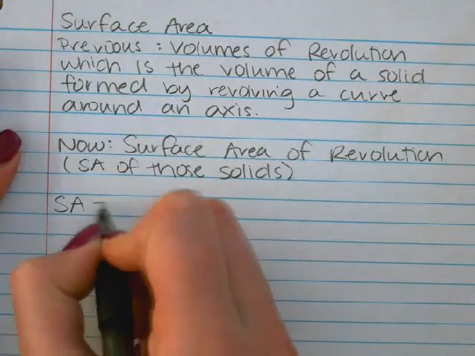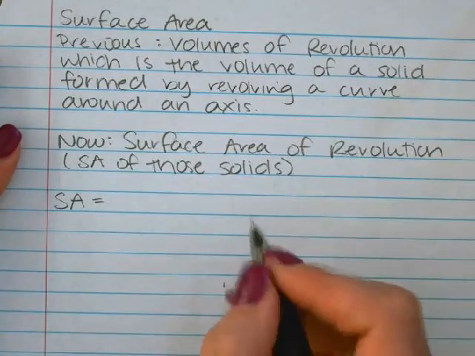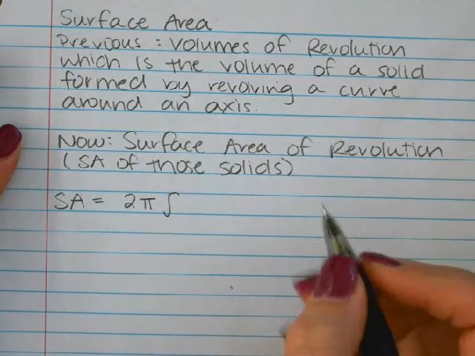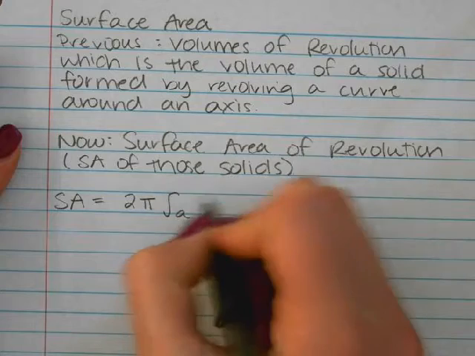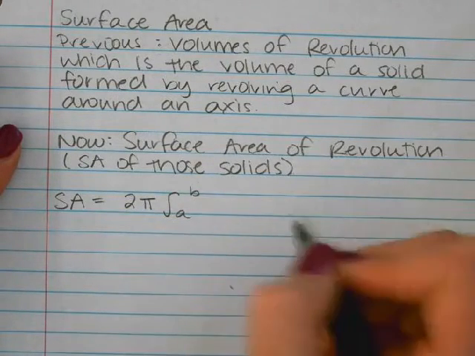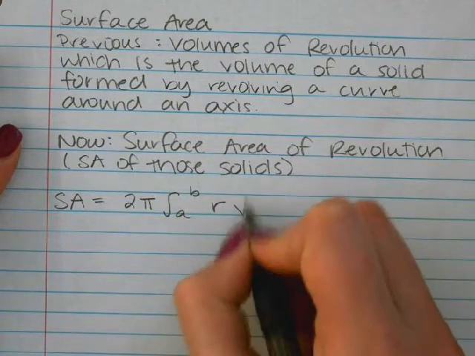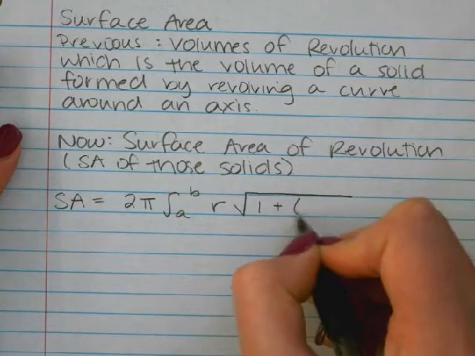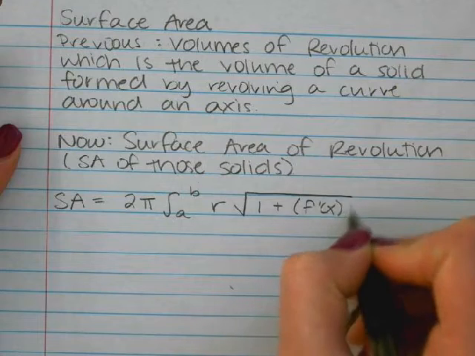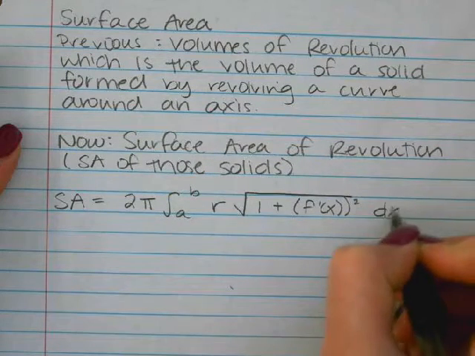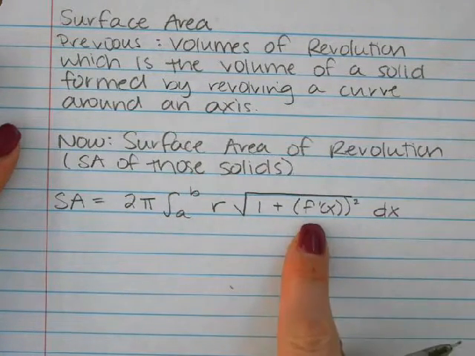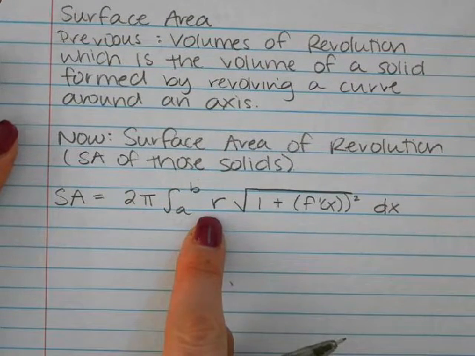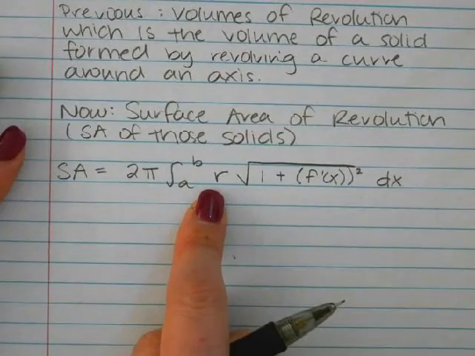All right, so surface area is 2 pi times the integral evaluated from a to b of r multiplied by the square root of 1 plus the derivative squared. So how is this similar to last night's video? Yeah, this whole part is the same as when you find the arc length. So the only thing that's different today is we're adding a 2 pi in the front and we're putting an r right here. But the formula is real similar.